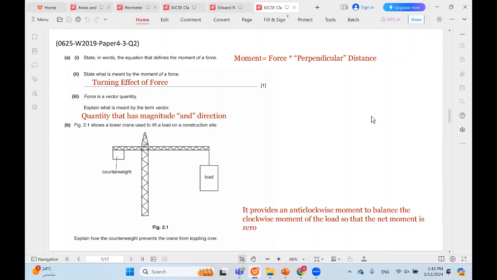So what happens if there is no counterweight here? If there is no counterweight, the load exerts a force in this direction, and this creates a clockwise moment here, and the crane will topple over to the right. But the counterweight produces an opposing moment, an anti-clockwise moment in this sense, and it prevents the crane from toppling over. So how does it do that? By providing an anti-clockwise moment to balance the clockwise moment of the load.